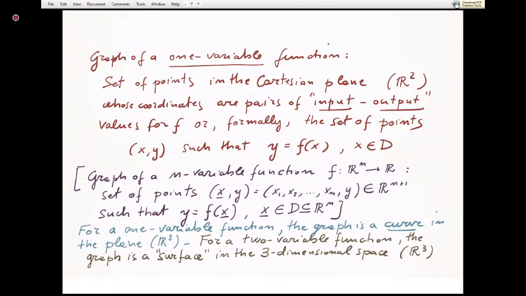For instance, here we have the geometric intuition of a two variable function. The graph, in this case, is a surface in the three-dimensional space, okay? We will see more examples of this later because it is also related to the level curves of two variable functions, and we will see graphical examples of this.